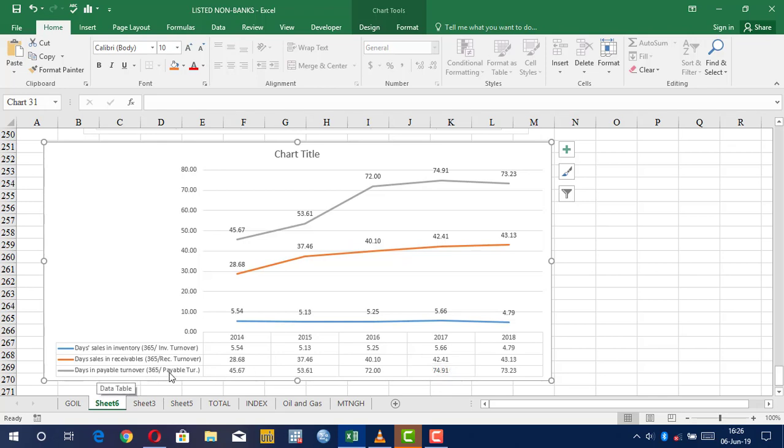Now let's look at their payables, the number of days it takes the company to pay up its debts. In 2014 it took them an average of 46 days to pay up. In 2015 an average of 54 days, and in 2016 it increased to an average of 72 days, then 75 days, and 73 days. So like we're seeing here, it has been increasing. It was only in 2017 and 2018 that it was stagnant a bit, or declined by just 2 or 3 days.